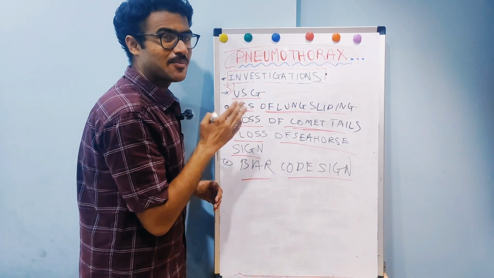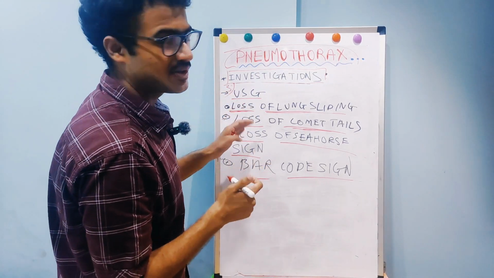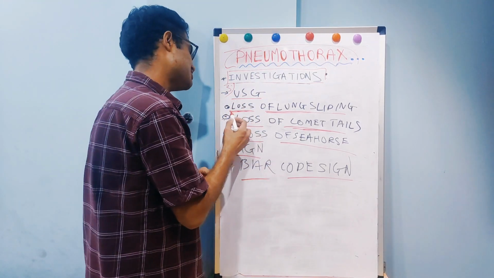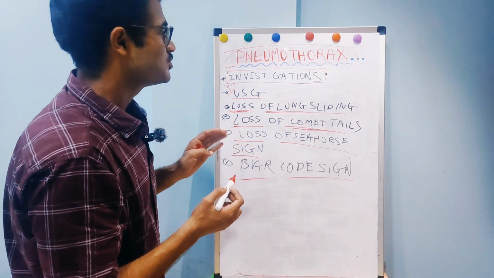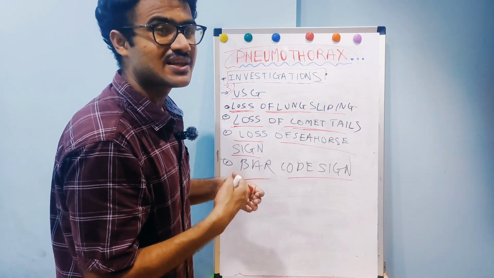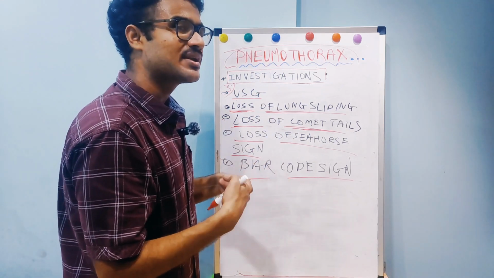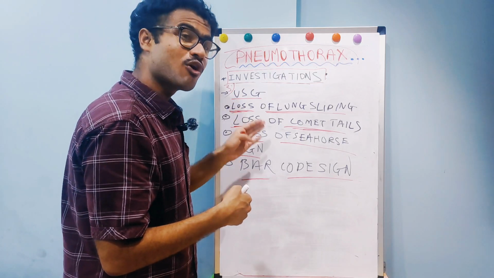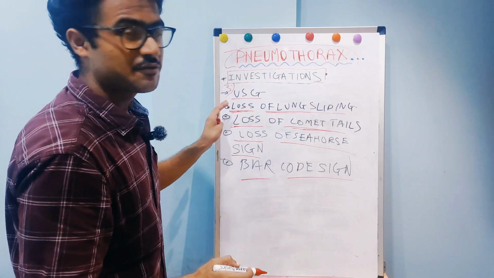Now I would be talking about the third part, that is ultrasonography. In this there are 4 parts. First is the loss of lung sliding. Usually there is normal sliding of the visceral and the parietal pleura during respiratory cycles, and it is lost during pneumothorax. This is the first part.